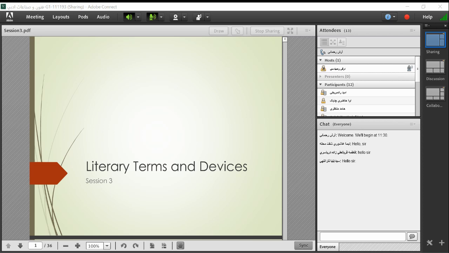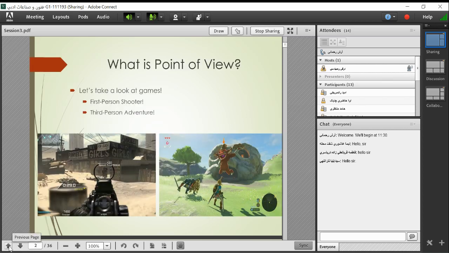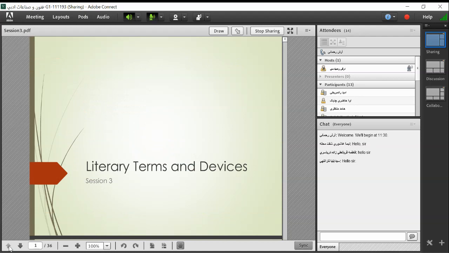That's why I need some volunteers to help me at the beginning of every term. So the first term we're going to talk about today is point of view. But before I talk about point of view, I actually want one of you to tell me very quickly what he or she remembers from last semester regarding the concept of point of view, how many different types of point of view we have, and all those details that we discussed in our previous semester. So I need one volunteer to activate his or her mic and tell me just very quickly what they remember about point of view.